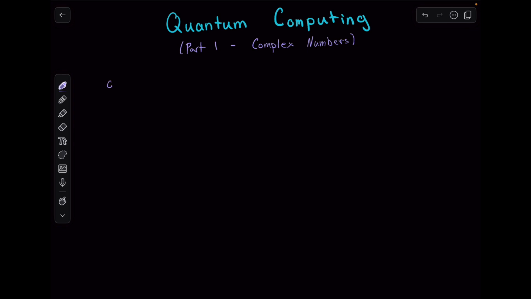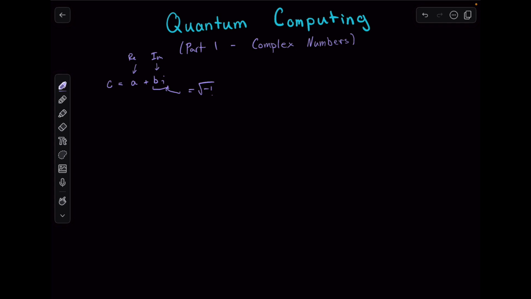You could have some complex number, C, and it's just a number that's specified by both a real and imaginary part. These numbers A and B are just ordinary real numbers that we're familiar with. But this I, which is equal to the square root of -1, turns this term into an imaginary number because there's no real number that can square to -1 or any negative number for that matter. So a complex number is just a number that has a real and imaginary part.